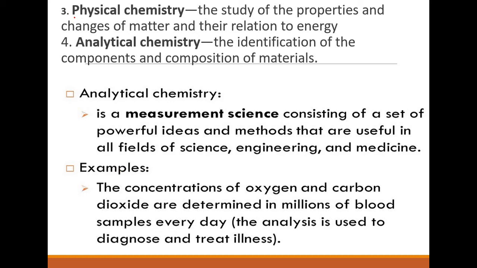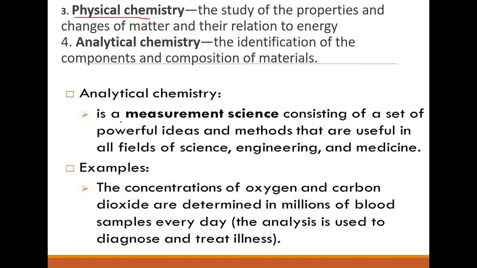The third branch is called physical chemistry. Physical chemistry is the study of properties and change of matter and their relation to energy. Number 4, analytical chemistry, which is very important, studies or identifies the components and composition of materials. When you identify the material or the composition of the material, this is called analytical chemistry.